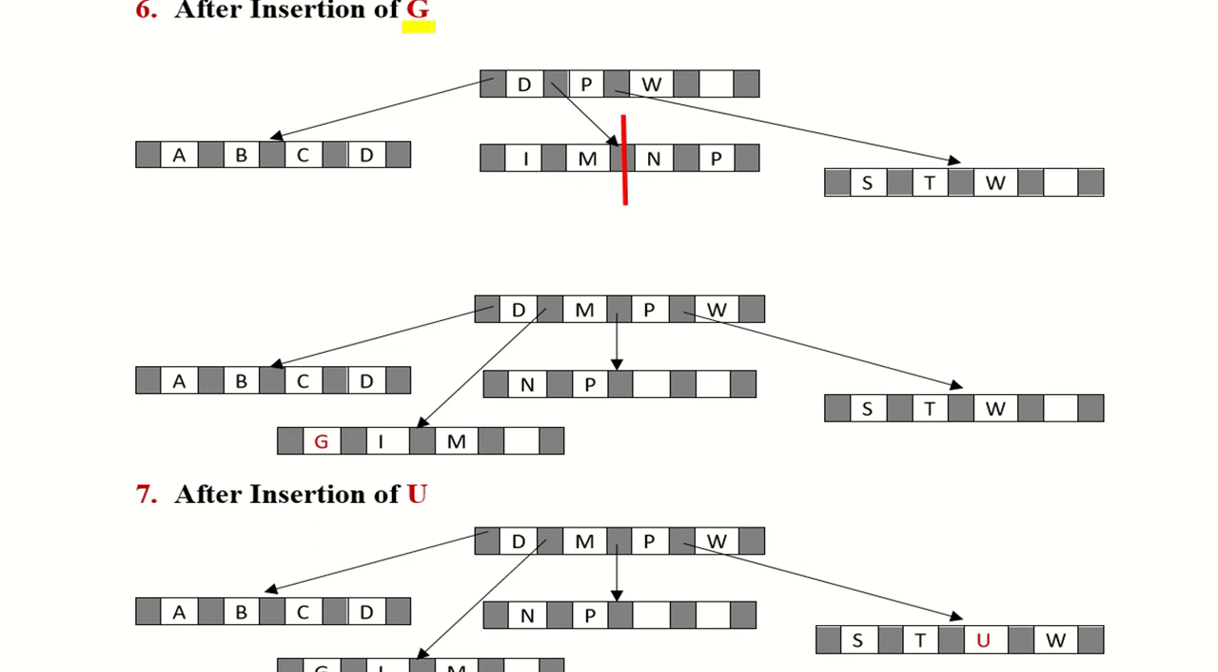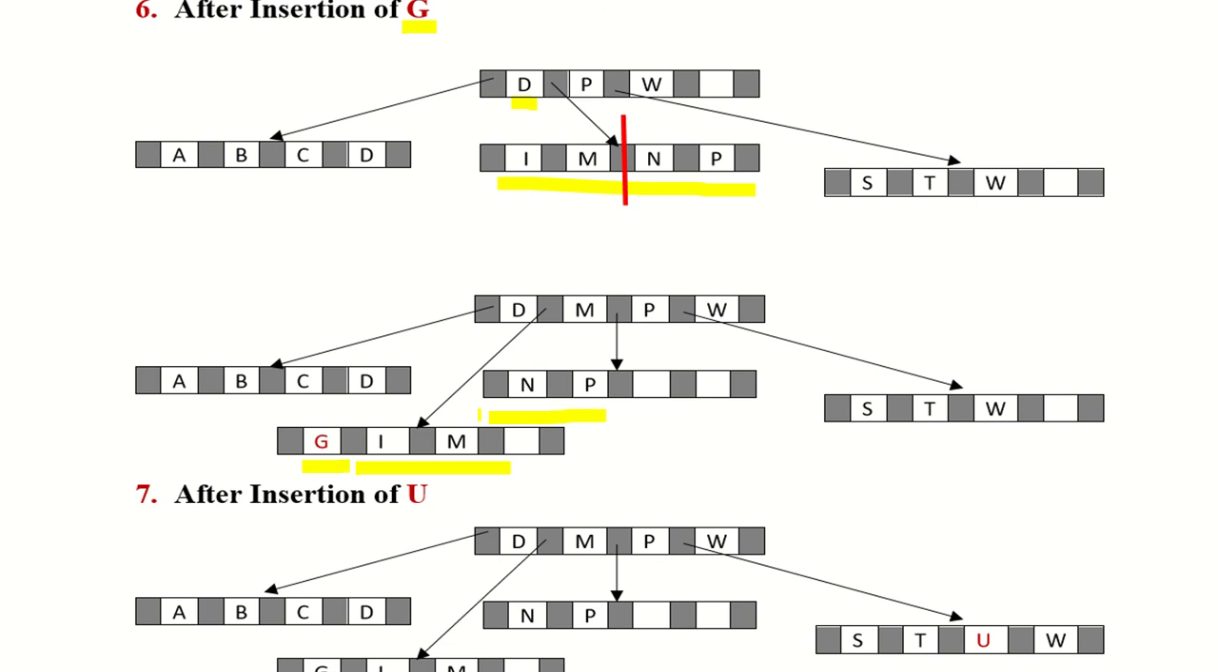Next is G. For inserting G, this is how the node looks like. Now G comes after D. Here we see that it is already filled with 4. For dividing it, as usual, we'll divide into 2, that is I, M is your first node and N, P is your second node, and that is where I have to put my G. So G will be put into I, M. So in order, E, F, G, H, I, so G, I, M. Okay, so this is how it will look like, and the parent remains the same.